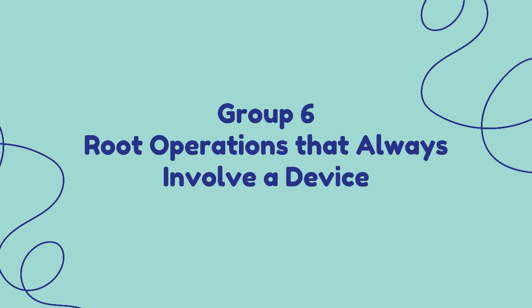All right. So next, we are going to look at group number 6, root operations that always involve a device. So here you have 6 root operations: insertion, removal, revision, change, replacement, and supplement. So these root operations: put in, take out, correct, exchange, or use a device to take the place of or reinforce a body part.